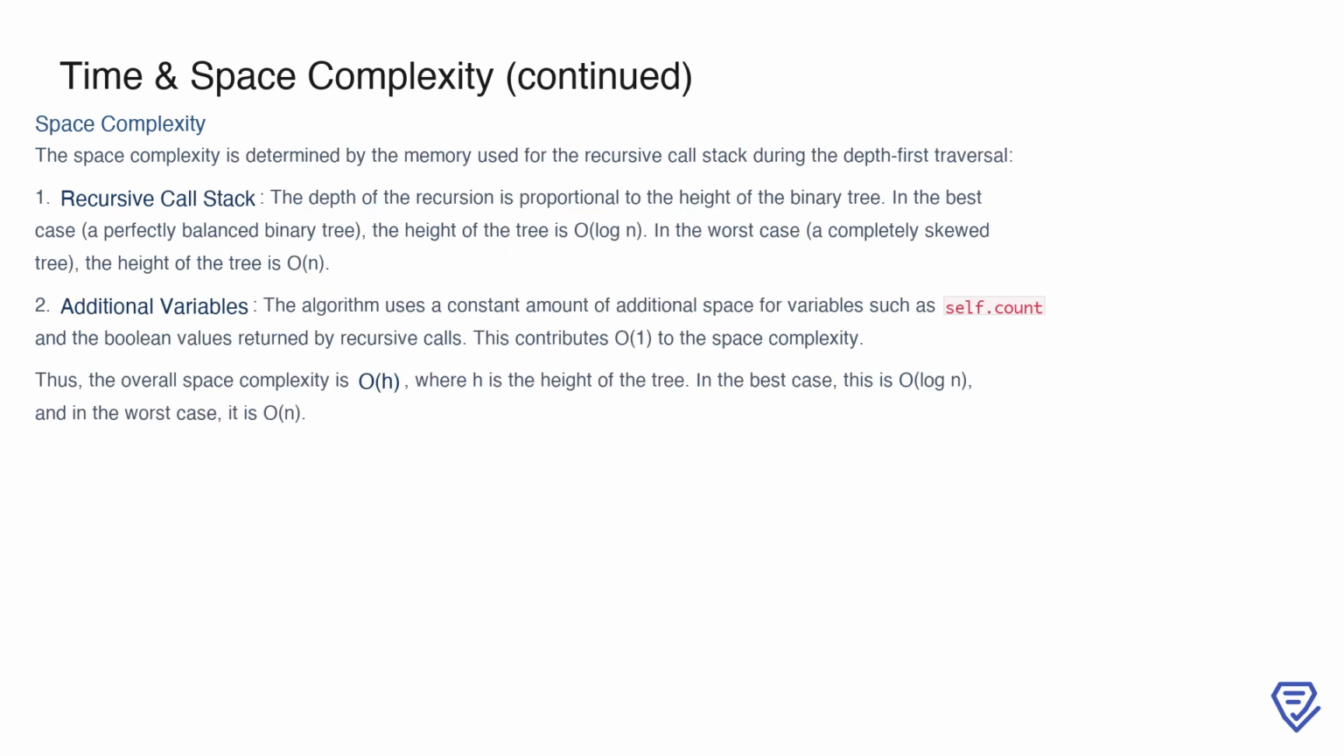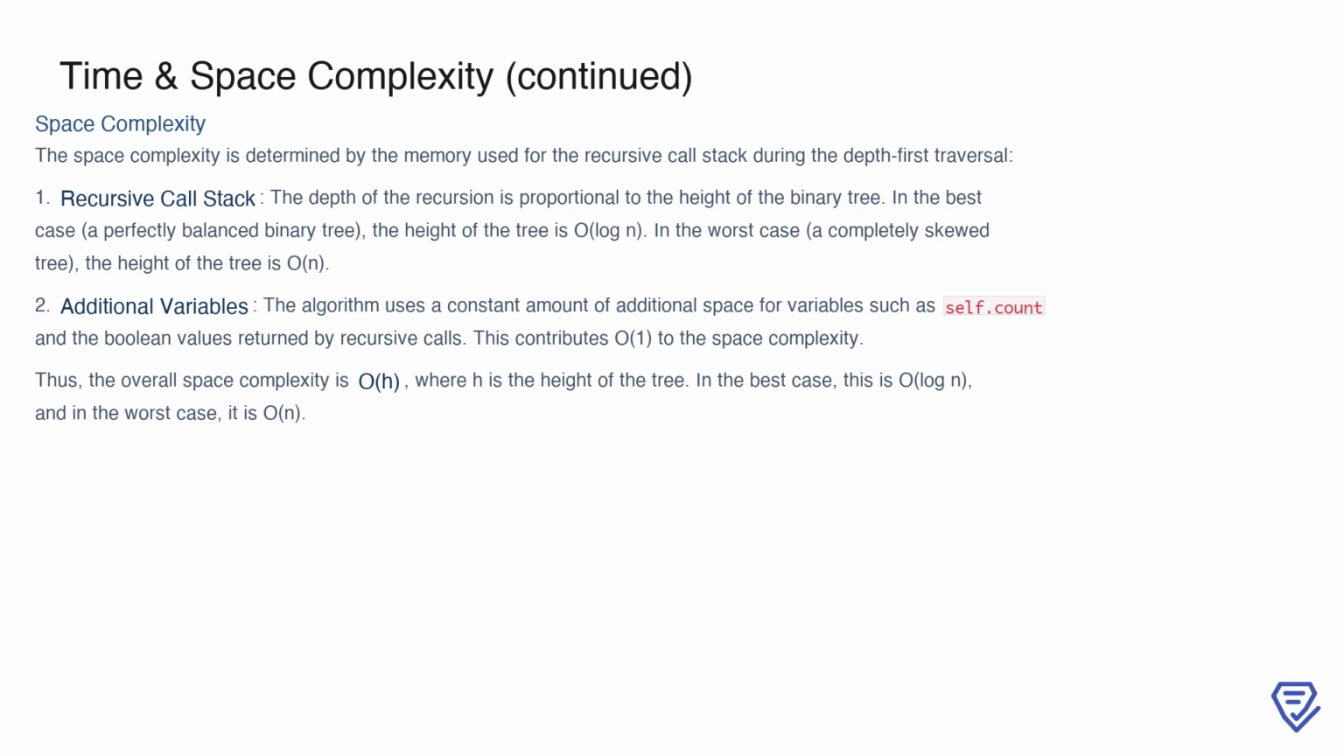The space complexity of the algorithm is primarily determined by the memory used for the recursive call stack during the depth-first traversal. The depth of this recursion is proportional to the height of the binary tree. In the best-case scenario, where the tree is perfectly balanced, the height is O(log n), and so the space complexity is O(log n) as well. On the other hand, in the worst-case scenario, which occurs when the tree is completely skewed, the height of the tree becomes O(n), and the space complexity increases to O(n).